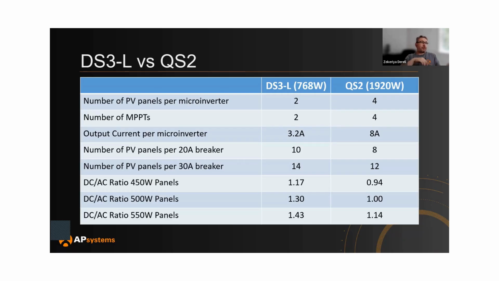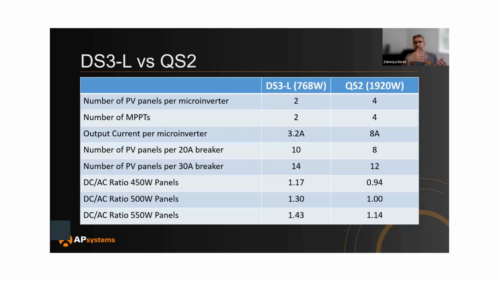If you're going with 450 watt modules, you get a DC-AC ratio of 1.17 with the DS3L, but the QS2 is 0.94. It's almost underpowering the QS2. With 500 watt modules, you get pretty much one-to-one on the QS2, but on the DS3L you have 1.3. As you go higher on module wattage, the DS3L has a higher and higher DC-AC ratio, but the QS2 stays more or less within one in terms of DC-AC ratio.